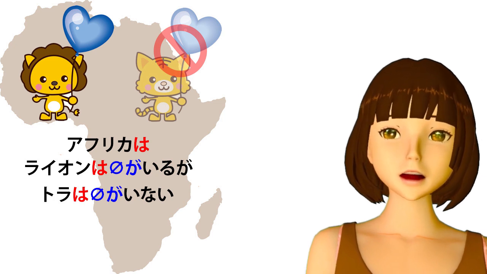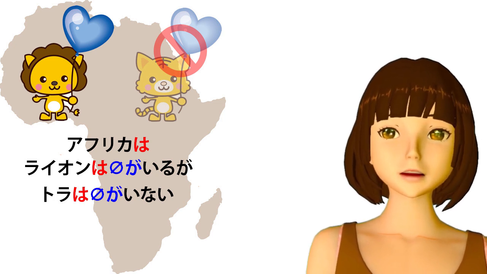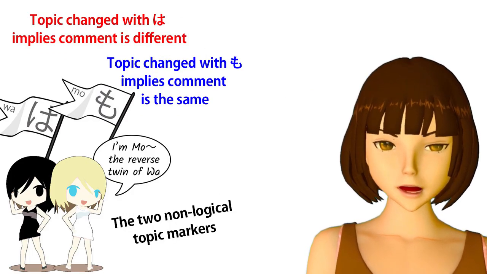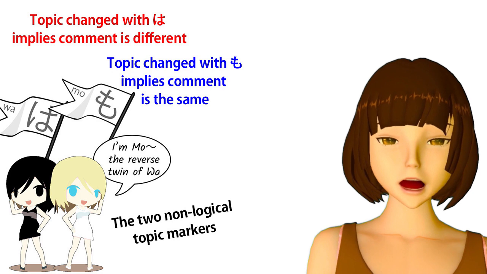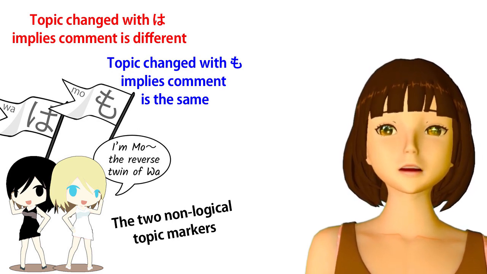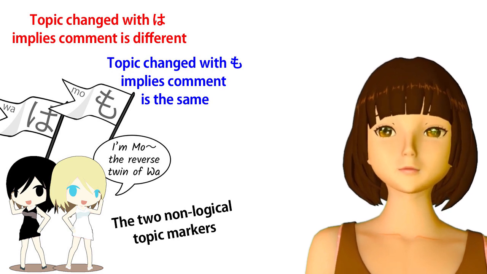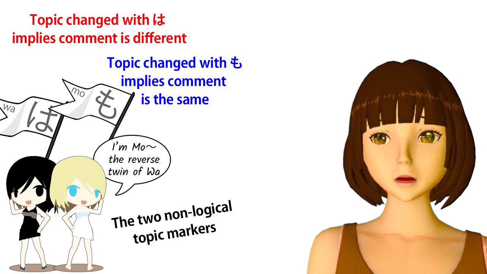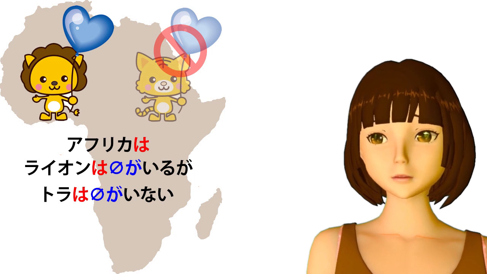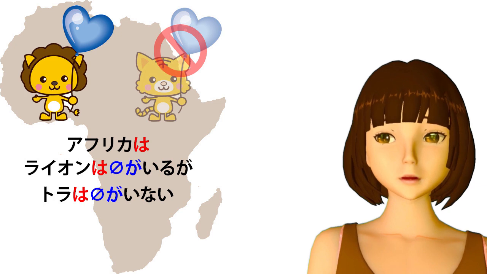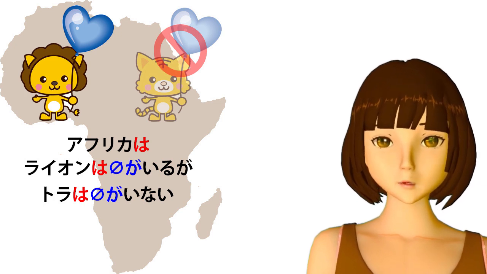wherever we want to create a distinction like this, because wa distinguishes things. When we change a topic using wa, we are implicitly saying that the comment on the new topic is different from the comment on the old topic. If we want to say that the comment is the same, then we have to use the other topic marker, mo. And this sentence actually doubles down on that by giving a wa to both the compounded logical clauses.